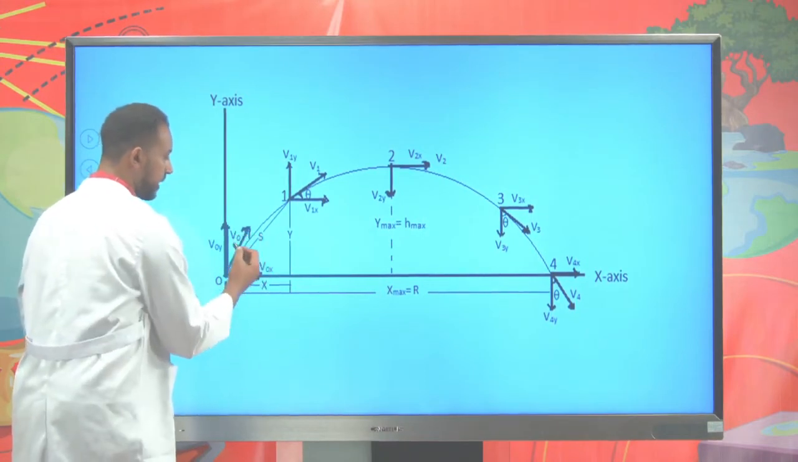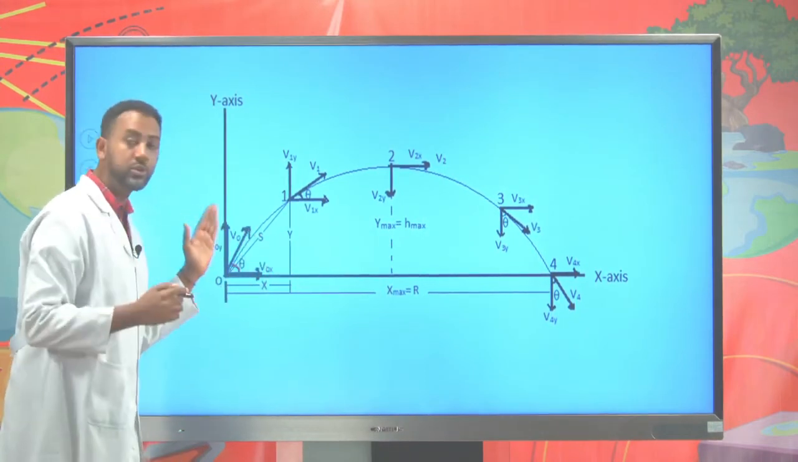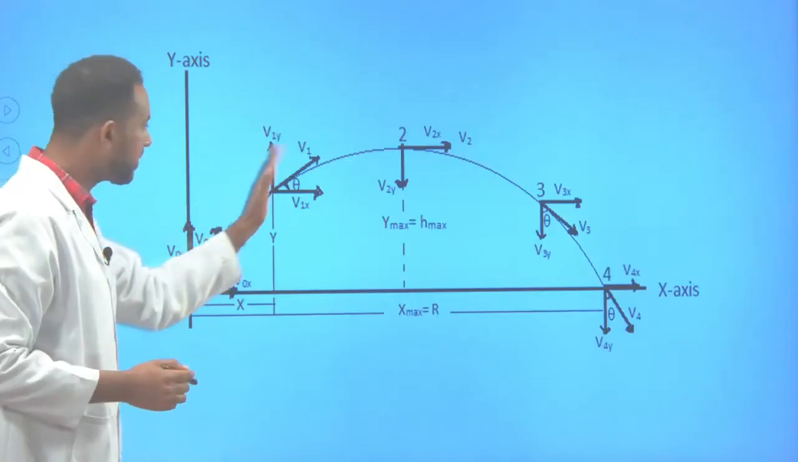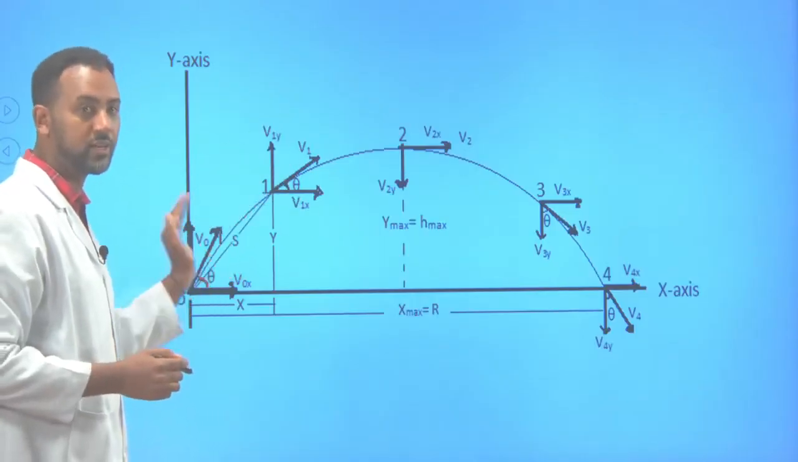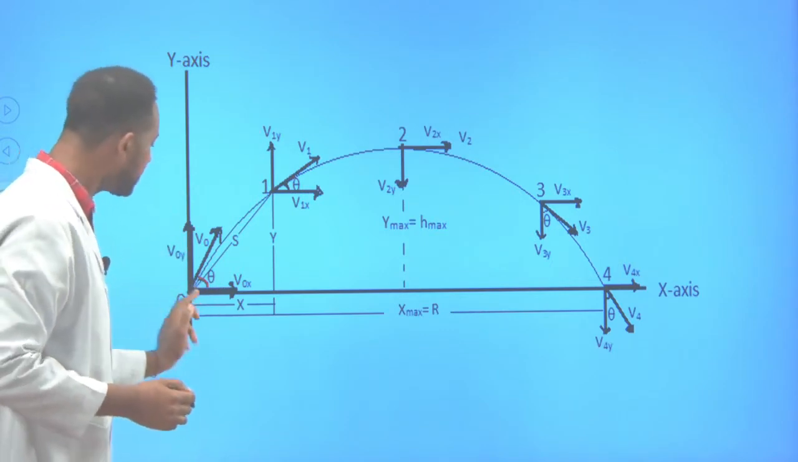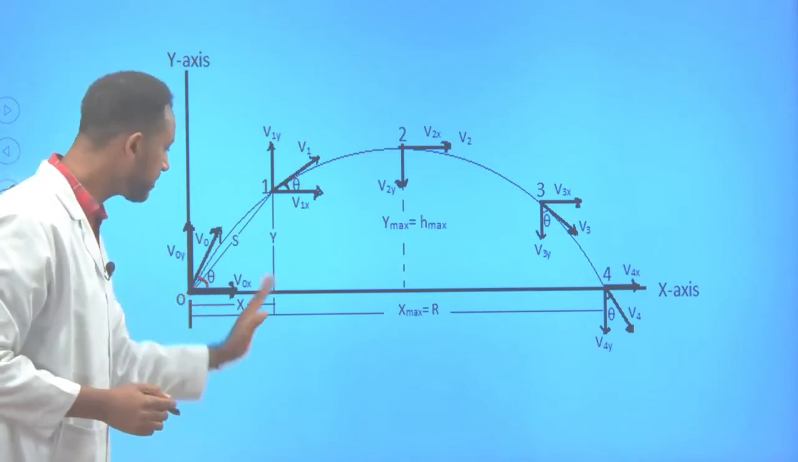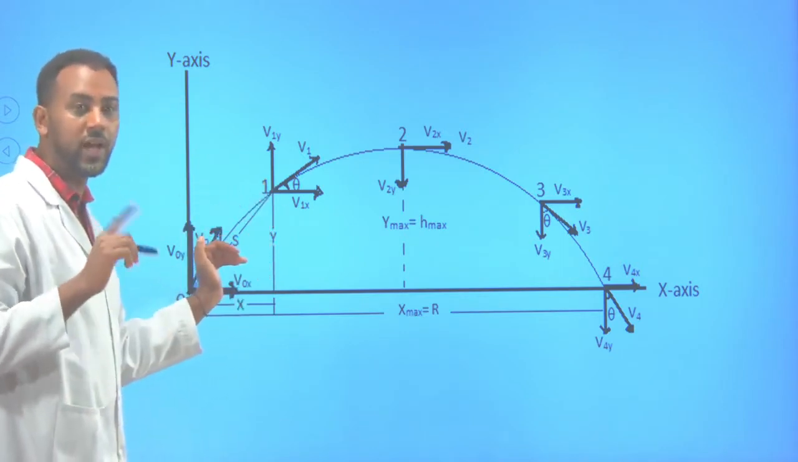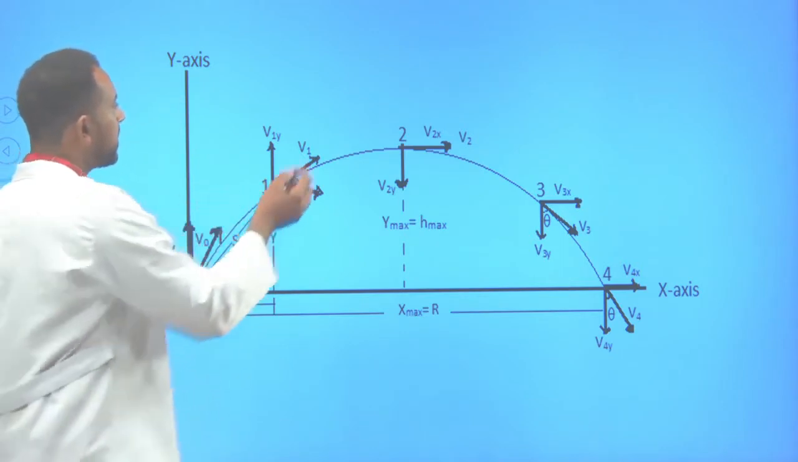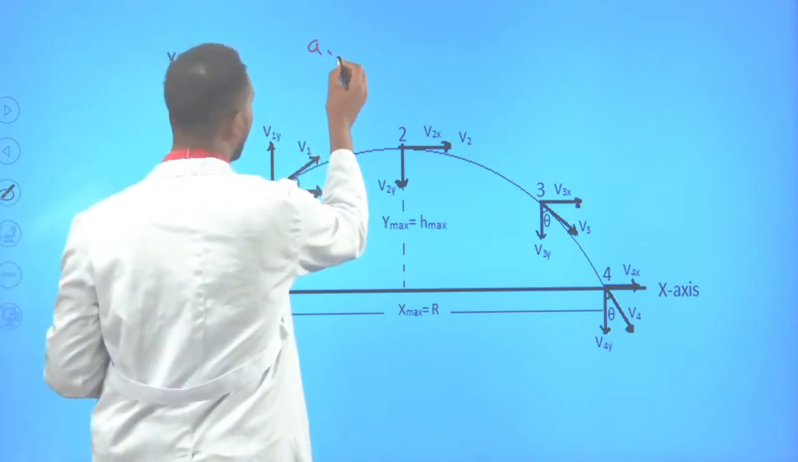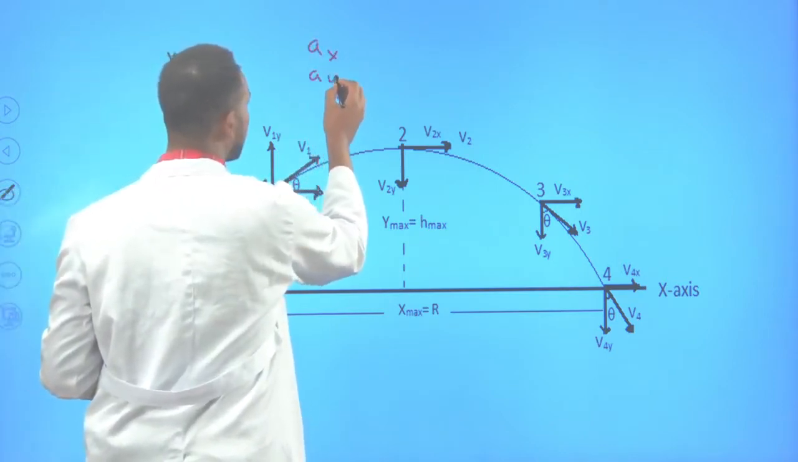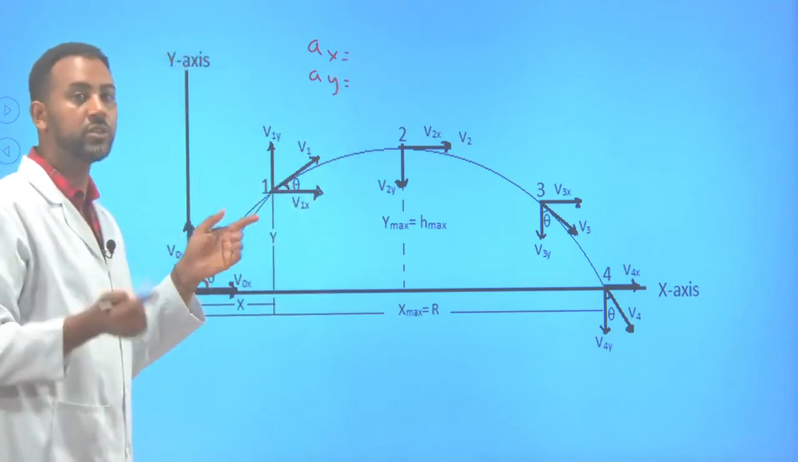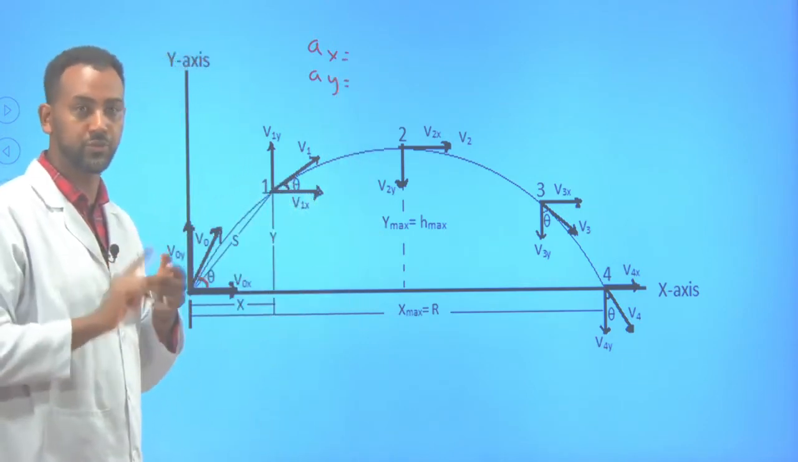Therefore, here you have the initial velocity. The initial velocity has horizontal and vertical components. At every point, it has horizontal and vertical components. The displacement as well has horizontal displacement and vertical displacement. When we discuss acceleration, there is the acceleration along the horizontal component and the acceleration along the vertical component. A projectile motion is a combination of two different types of motion.